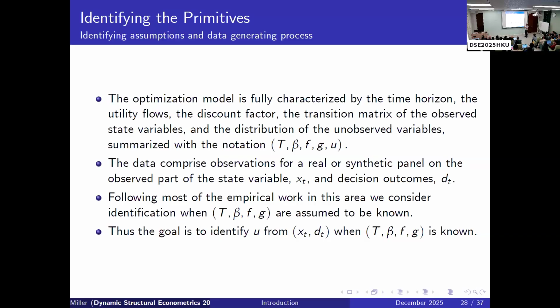That fully summarizes the model. Once we say, well, here are the things that we're assuming about the model, it's one of these objects. Once we've said enough about that, we've got a model on our hands. And so we've got observations, either a panel or a synthetic panel. In other words, people that look like each other, but just at different ages. Let's not worry about what I mean by this for now. And the decision outcomes, okay?